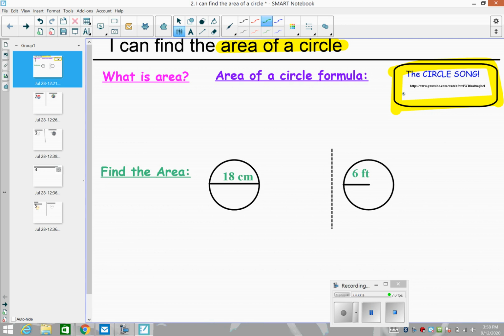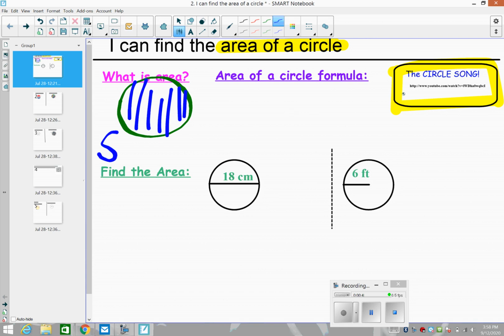So area, let's talk about area of a circle. So we have this circle here. We talked yesterday about the radius and the diameter. But now what is the area? The area is the space inside. And sometimes we call it like the pizza sauce. As we're going to put sauce all over the pizza, it's the pizza sauce. We're not talking about the pizza crust, the pizza sauce.